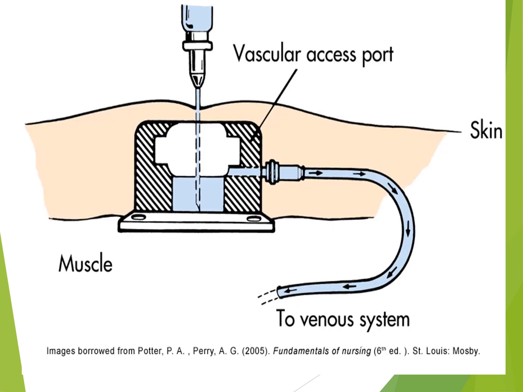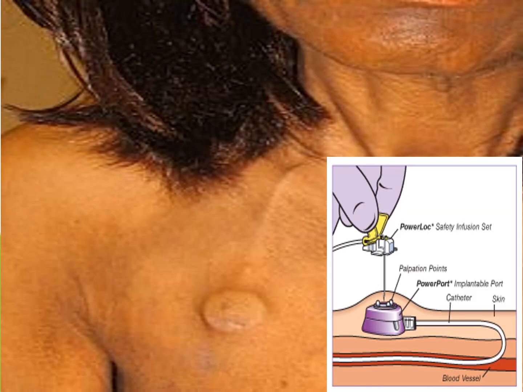And this just shows you the picture of the port being accessed for a patient, again with the needle, and then how it goes directly into the venous system. This just shows you the picture of a port directly implanted into an actual patient, okay, that can be used for chemotherapy.